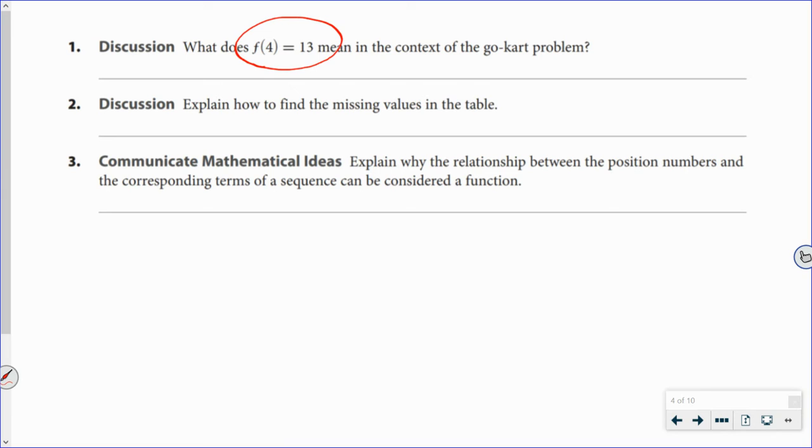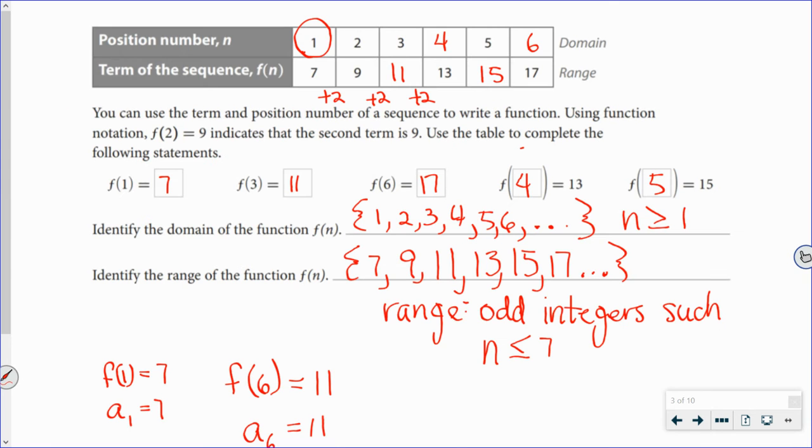So why is it that this positional number, the first number, second number, third number, why is it that the corresponding terms of that sequence can be considered a function? Why do you think that is? Going back to this for a second. Why is this a function? Is the range determined by the sequence?